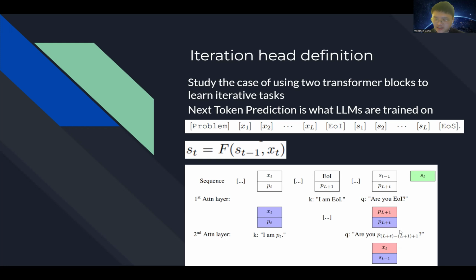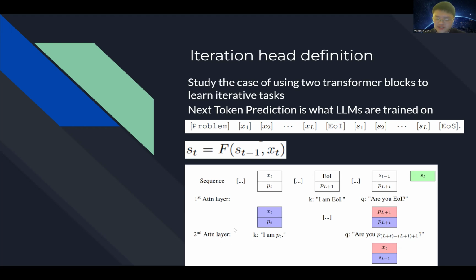So for the second attention layer, it will try to get all the information needed for this iterative function. The things needed to calculate the state at time t are the previous state at time t minus 1 and xt. As you can see in this image, the state at time t minus 1, which is the previous state, is just the residual. You can just get that from the residual connection. And so the problem is how we can get the xt, the input at step t.